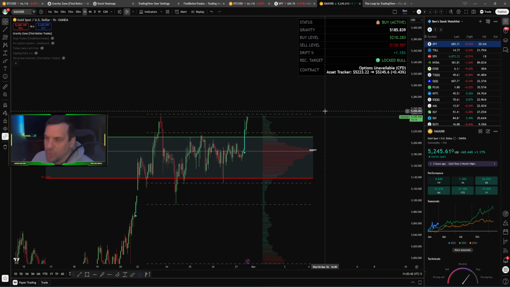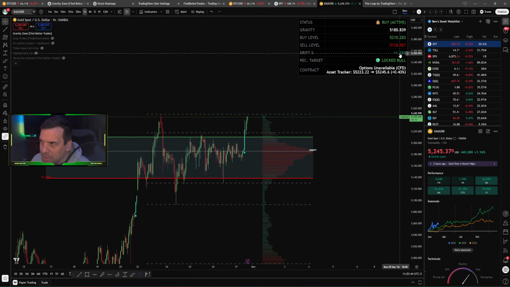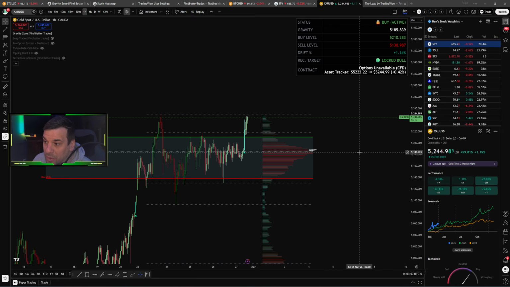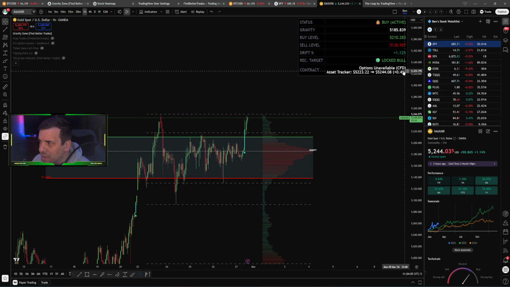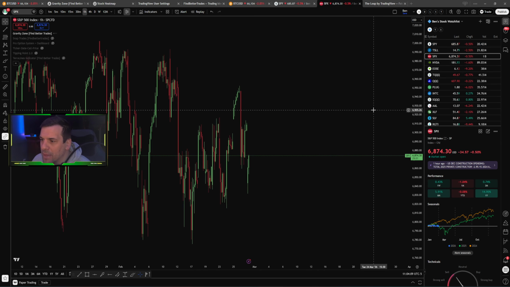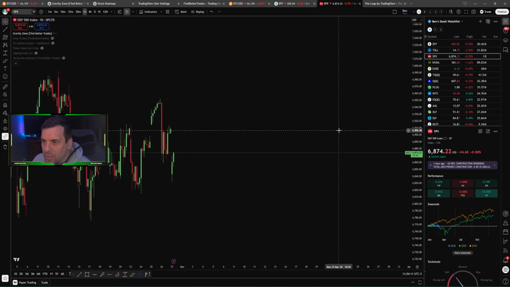We're adding a lot of cool little features. We have something called the drift percentage, buy levels, sell levels. We have the actual gravity line, which is where the most volume has been in this particular time period. We even have contracts. So if you're an options trader, now this is gold, obviously, so you won't be able to trade options, but we actually even have a tracker here. It's actually up 0.4%. So pretty cool little things that we've got going on with this tool.